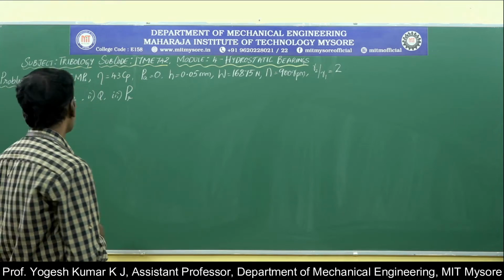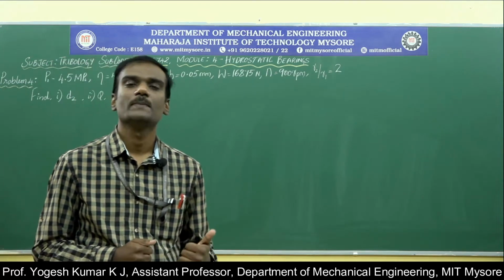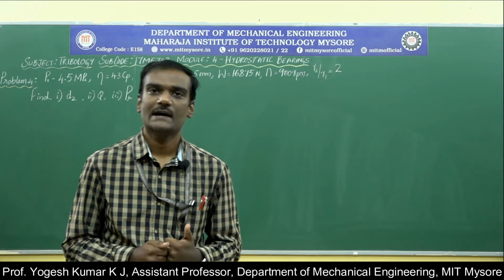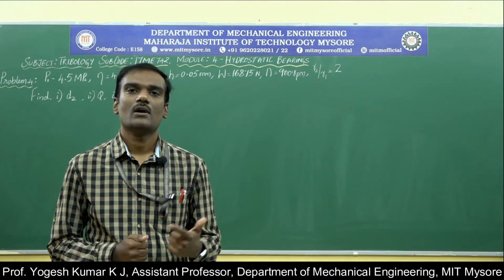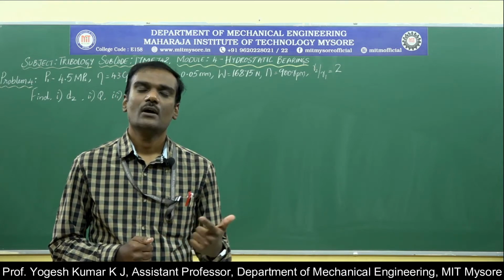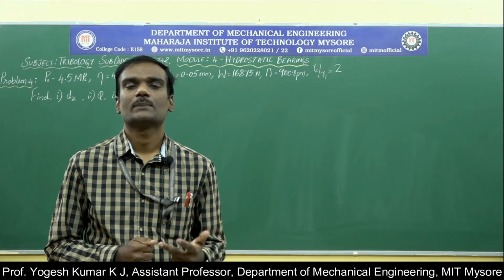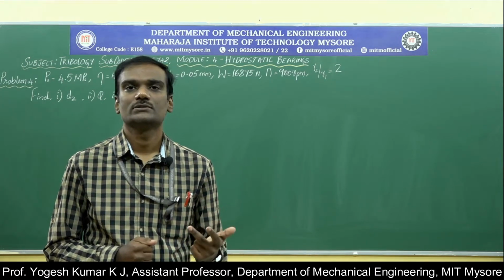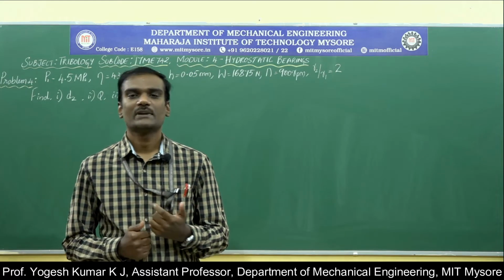Determine: first sub question, the diameter of the shaft. Second sub question, the oil flow through the bearing. Third sub question, the power loss due to viscous friction. I will repeat the question once again.